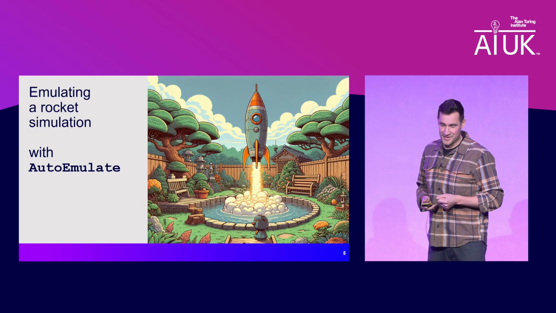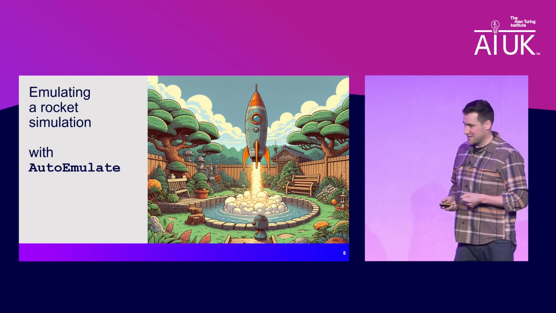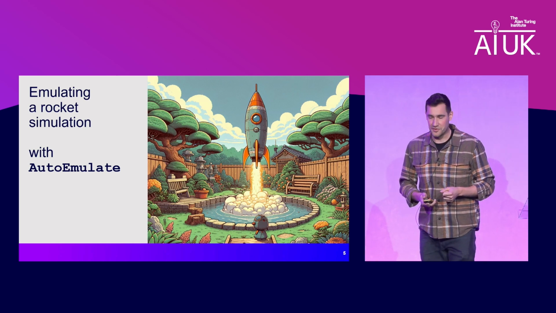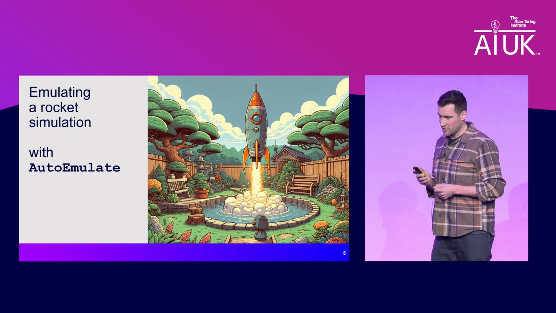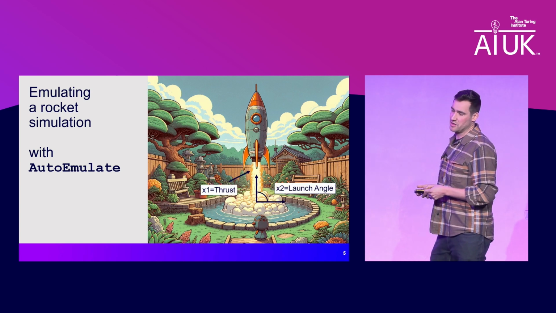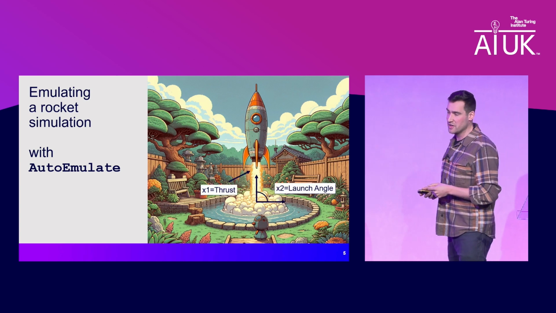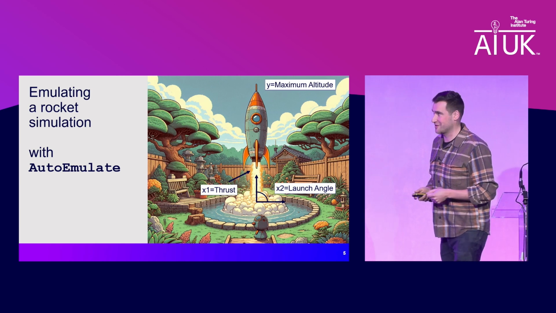So how does this work? This is a toy example. Let's try to emulate a rocket simulation with AutoEmulate. So we've got a rocket in the garden, and we want to know how the thrust we put in and the launch angle of the rocket impacts how high it goes, so the maximum altitude.